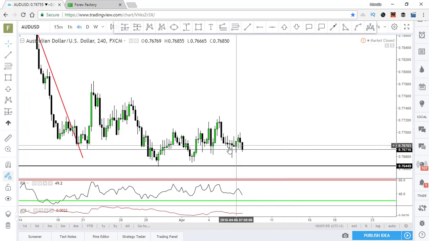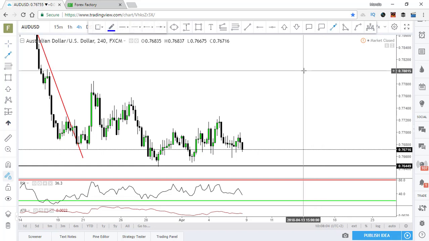Okay. Now, as the market has been consolidating, how will the market go? How will the market go to our anticipated take profit levels?